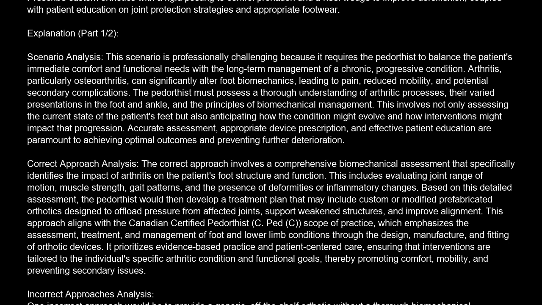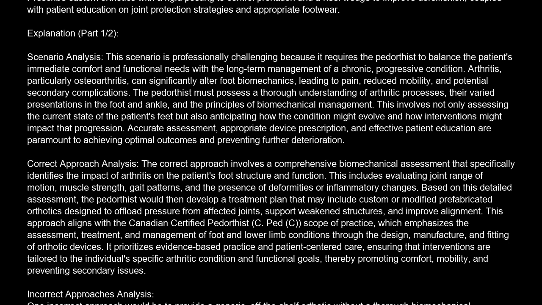The pedorthist must possess a thorough understanding of arthritic processes, their varied presentations in the foot and ankle, and the principles of biomechanical management. This involves not only assessing the current state of the patient's feet, but also anticipating how the condition might evolve and how interventions might impact that progression. Accurate assessment, appropriate device prescription, and effective patient education are paramount to achieving optimal outcomes and preventing further deterioration.